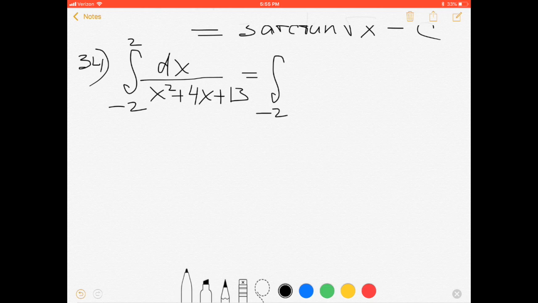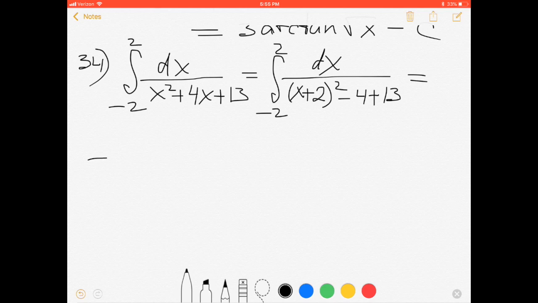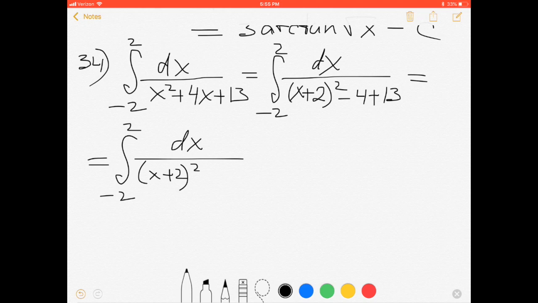Equal, the integral from -2 to 2 of dx. Here, looking at the first two terms of my trinomial, this shows me you have x plus half of 4, which is 2, squared, and subtract 2 squared, so -4 plus 13. Okay, write one more time, no problem. It will be the integral from -2 to 2 of dx over x plus 2 squared, -4 plus 13, this will be 9. This means here I have plus 3 squared.